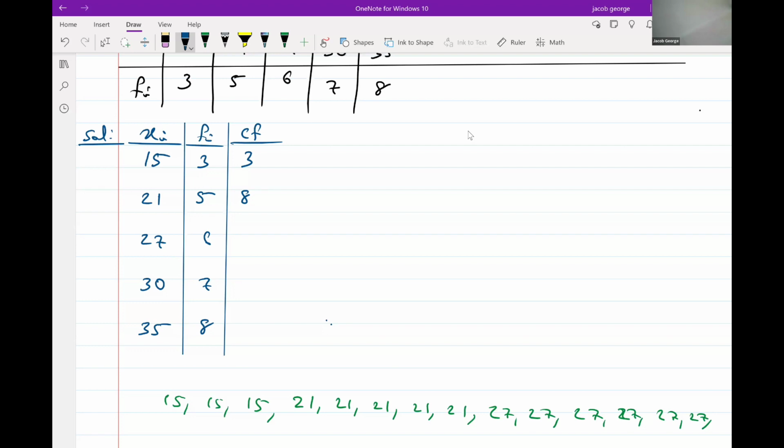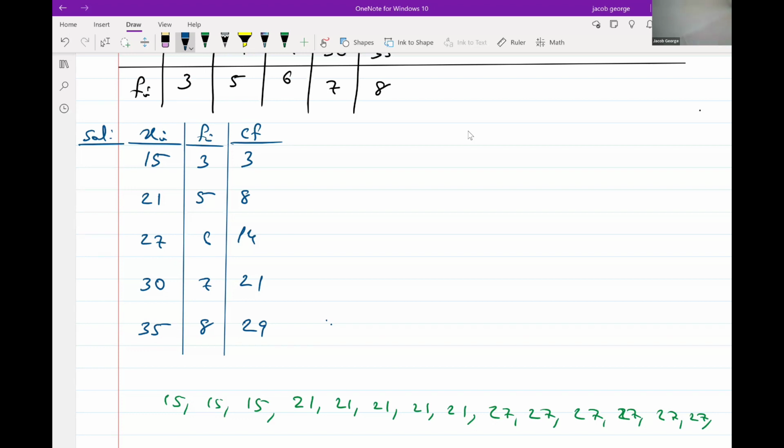Next we write 8 plus 6, 14. What does it mean? When we write the remaining 6 more 27, total how many terms are there? 14 terms are there. So here we write 14, 8 plus 6. Next, what is the cumulative frequency? 21. Next, 29. Which means, what is the total number of terms? 29. If you write all these numbers, we get 29 terms.